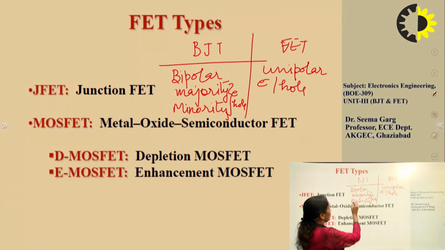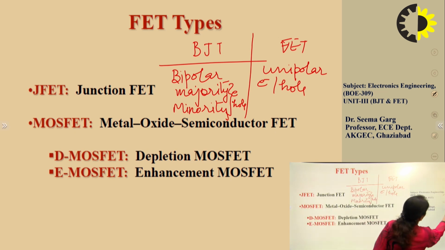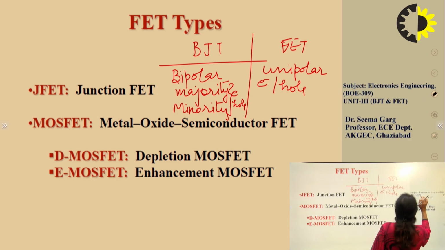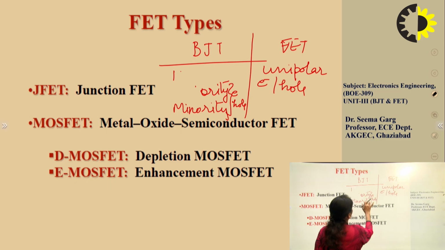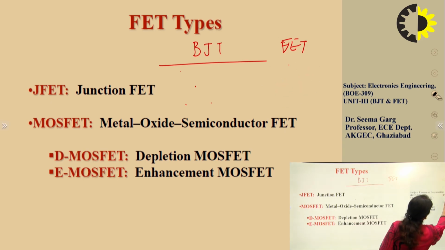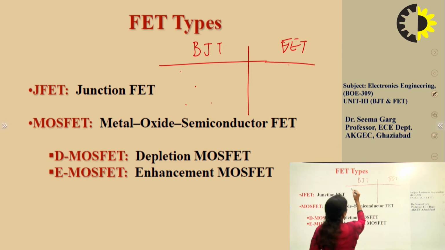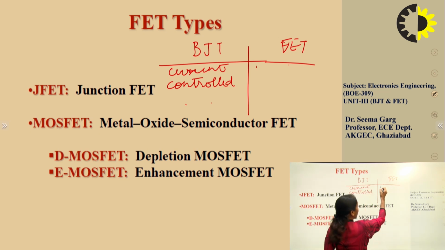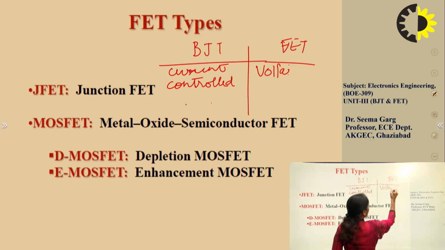The second difference is that the BJT is a current controlled device, whereas the FET is a voltage controlled device.